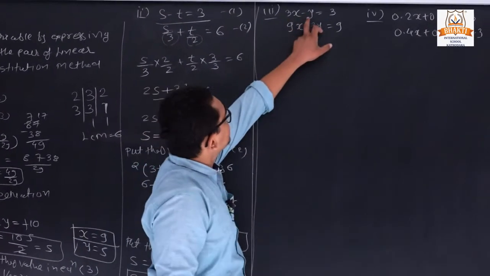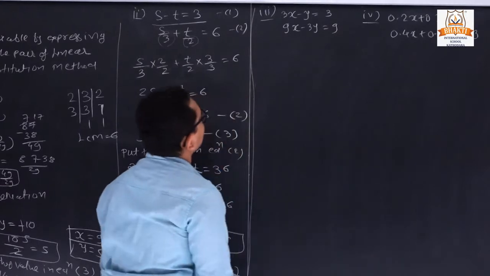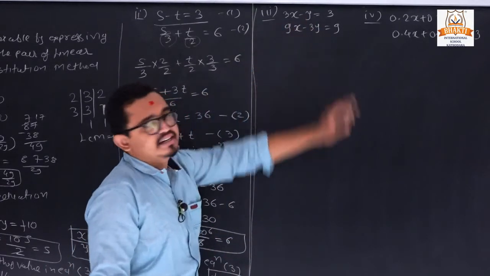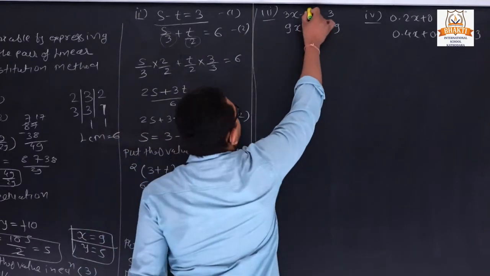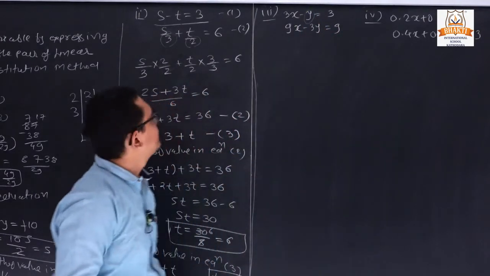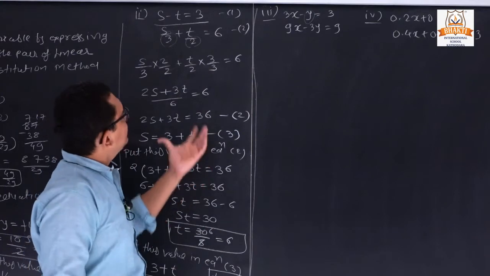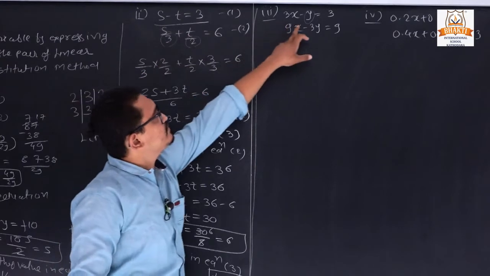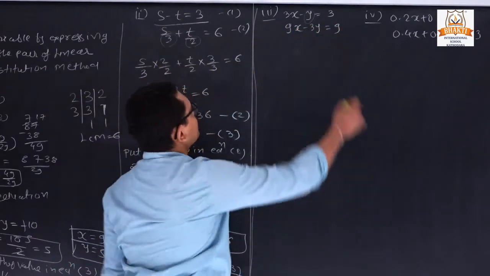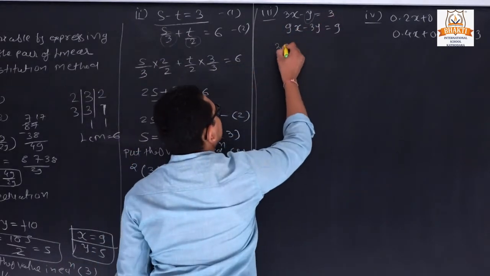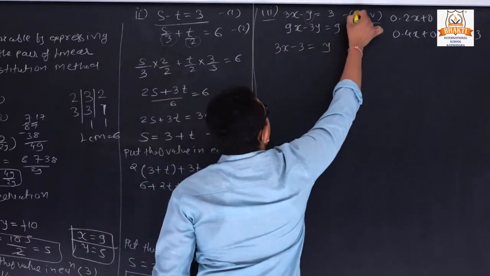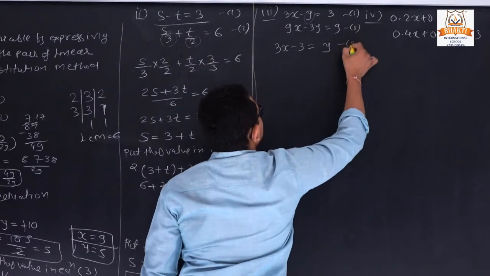Here 3x minus y is equal to 3. So here see that 3x minus y, so here we can replace with y. Clear? Because in this we are replacing t, and here I am substituting y. So this 3 is going to the second side, so 3x minus 3, and this y is going to the second side. So we can declare equation 1, second, and this is our third.